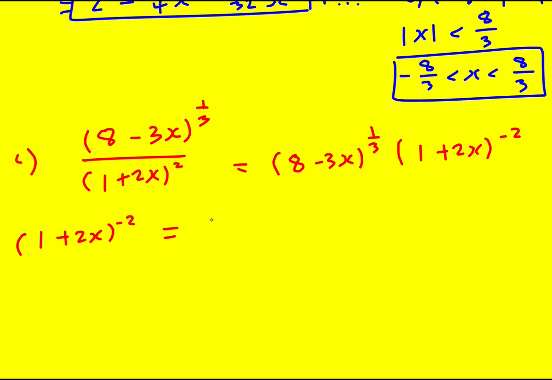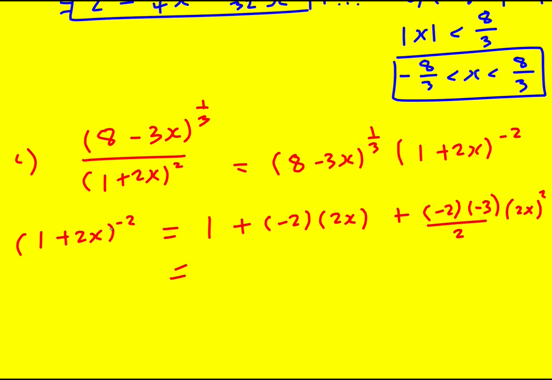Okay, I'm going to do this one a little bit more quickly. So n is minus 2 and my x is 2x. So it's going to be 1 plus minus 2 times 2x. I'm just going to go up to the x squared term. This one's not quite as awkward because there's no fractions and it's already got a 1 there. So it's going to be 1 minus 4x. And then I've got 6 over 2 is 3 times 4. So I'm going to get 12. Okay, I'm just going to put that in a bracket.